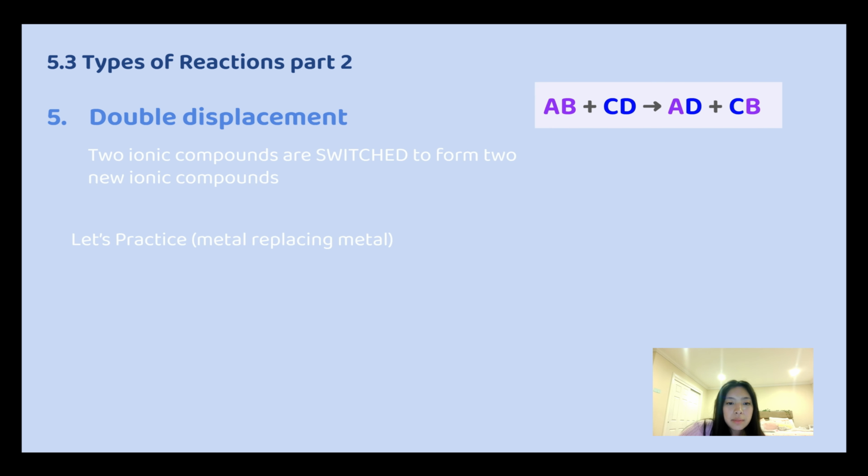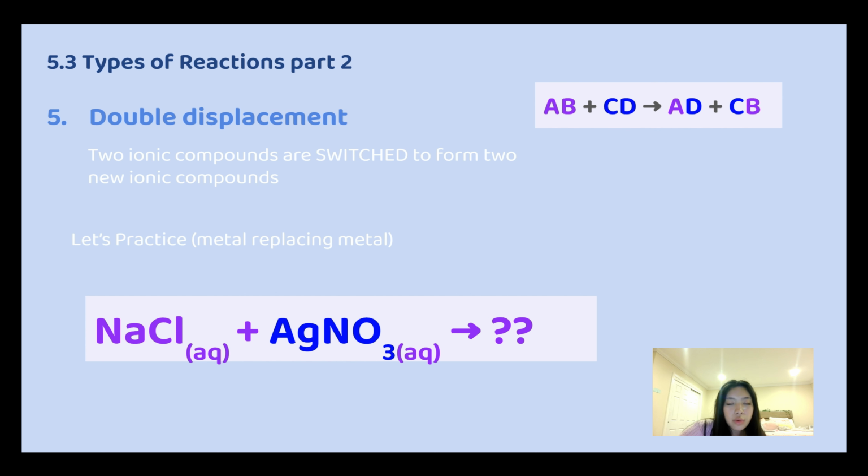So this is a metal replacing a metal, which will always be your case. The metal here is sodium, and the metal over here is silver. So what will happen is sodium will replace silver. So now what you're going to have is NaNO3. In other words, it's going to be sodium nitrate.